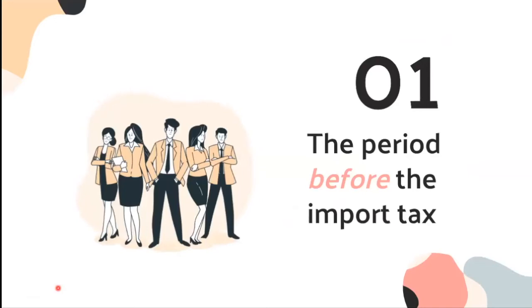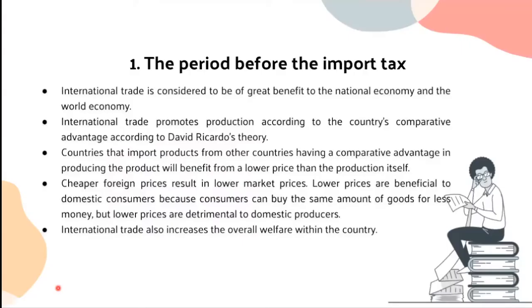First, the period before the import tax. International trade is considered to be of great benefit to the national economy and the world economy. International trade promotes production according to each country's comparative advantage. According to David Ricardo's theory, countries that import products from other countries having a comparative advantage in production will benefit from a lower price than their own production.